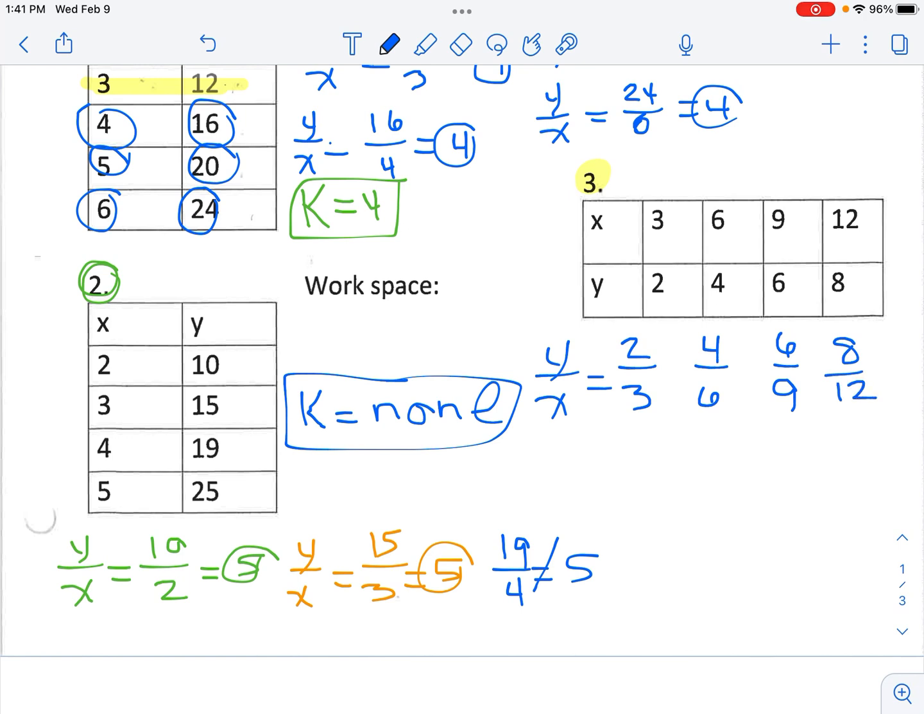Now, one other way that you can also tell constant of proportionality, if the numerator is smaller than the denominator, one easy way to do this is to simplify. So look at 4 to 6.